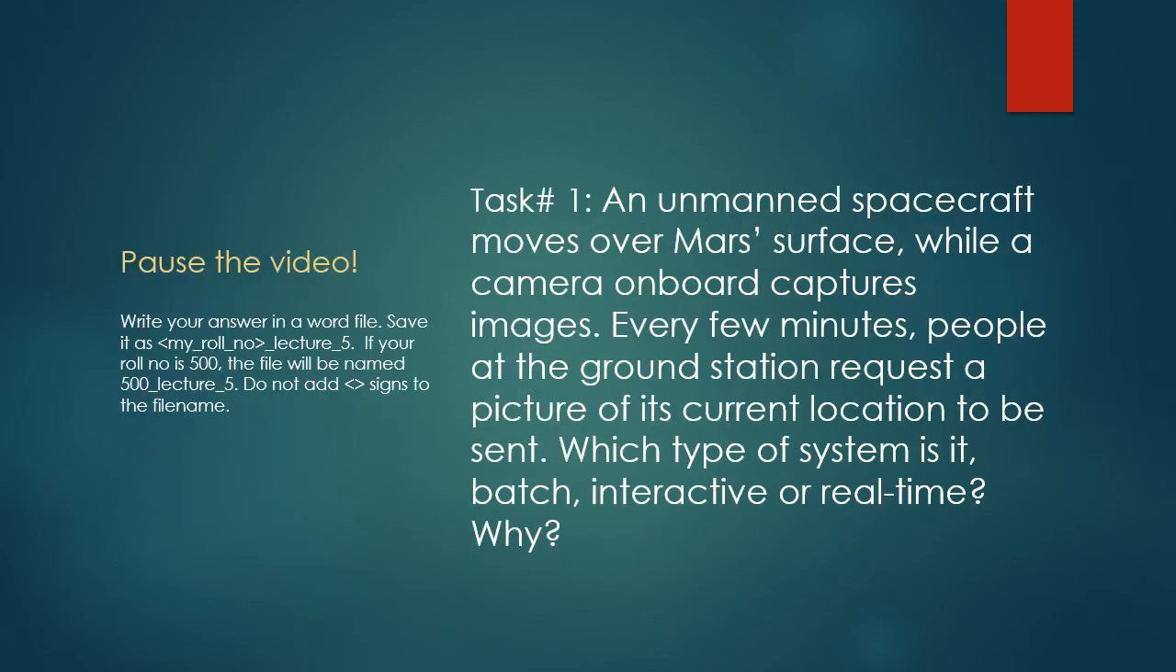Students, now I want you to pause the video, open a Word file, save it as my roll number underscore lecture underscore 5 and write the answer to this task. An unmanned spacecraft moves over Mars' surface while a camera on board captures images. Every few minutes, people on the ground station request a picture of its current location to be sent. Which type of system is it? Batch, interactive, or real time? And do tell me why.